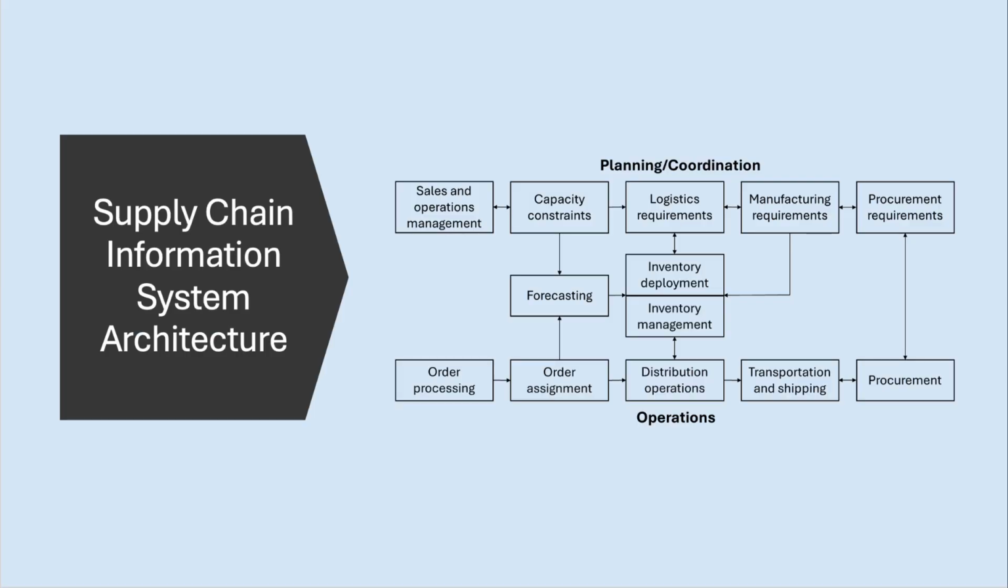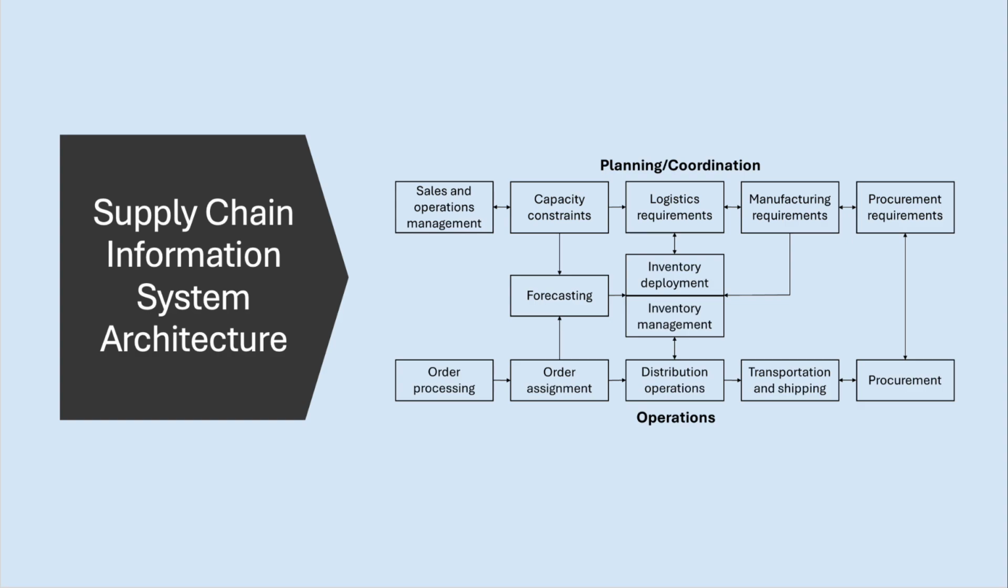Architecture refers to the structure of the system, how different components are connected, how data flow among them, and how they support supply chain processes. A typical SCIS architecture includes enterprise systems, supply chain execution systems, planning systems, visibility systems, and communication links with external partners. The architecture matters because supply chain processes cross functional boundaries.